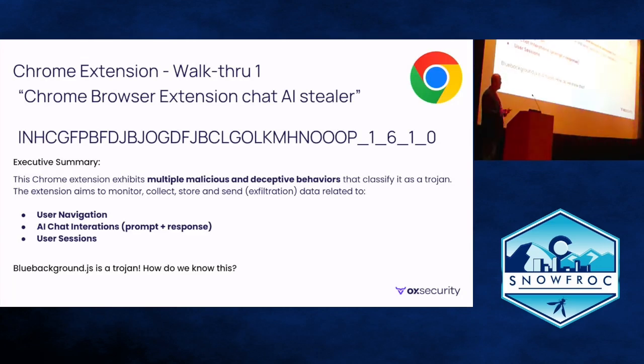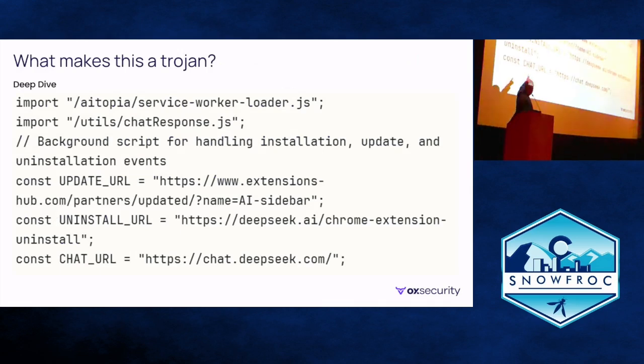All right, so we're going to talk about this Chrome extension. This one here is a chat AI stealer. Both of these Chrome extensions that we're going to go through account for over 1 million users and 100 billion credentials stolen. So things we'll see: malicious, deceptive behaviors, user navigation, all that. So, is there anything vulnerable in this? Does anything stand out?